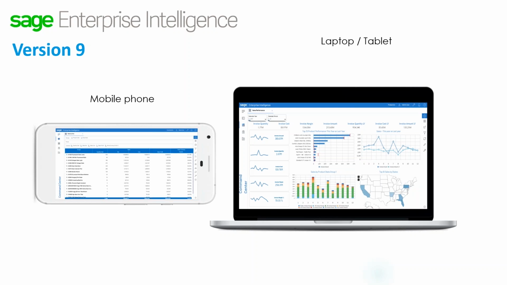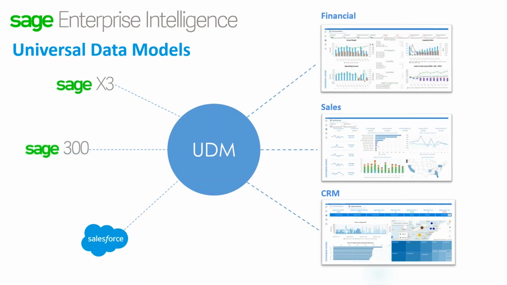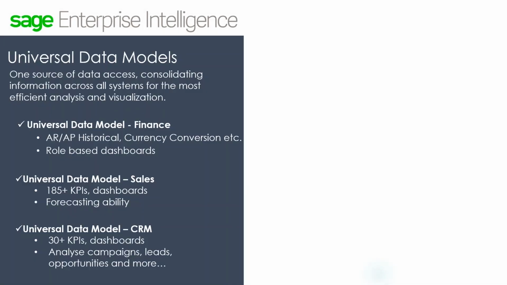Now, when we move more towards the universal data models, and I'll speak about that, this is a redefined way of using what we call cubes in the old terminology. They are using a concept called universal data models, and in version 9, they have been redesigned for our Sage products, as you can see here on the screen. So Sage X3, Sage 300, and some of the other products that we support from a microchannel perspective, we all have access to the universal data models.